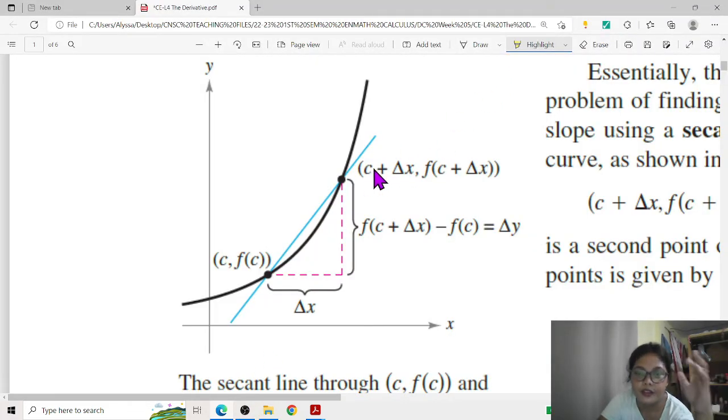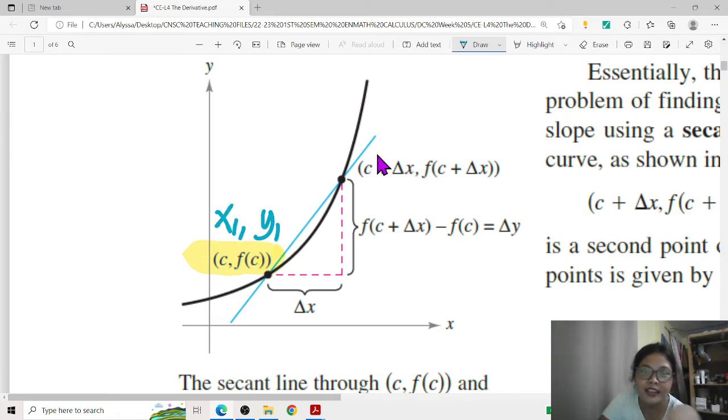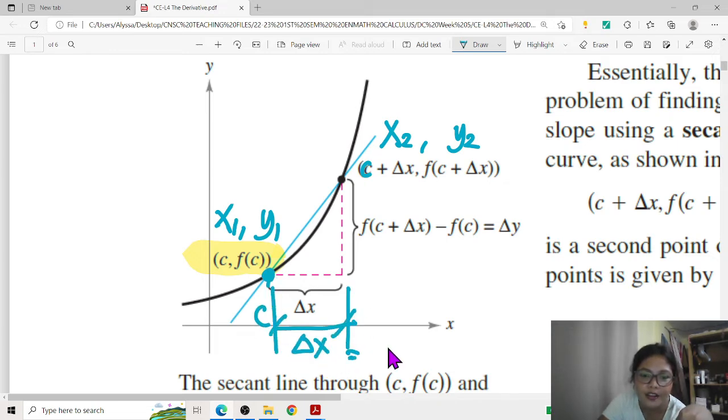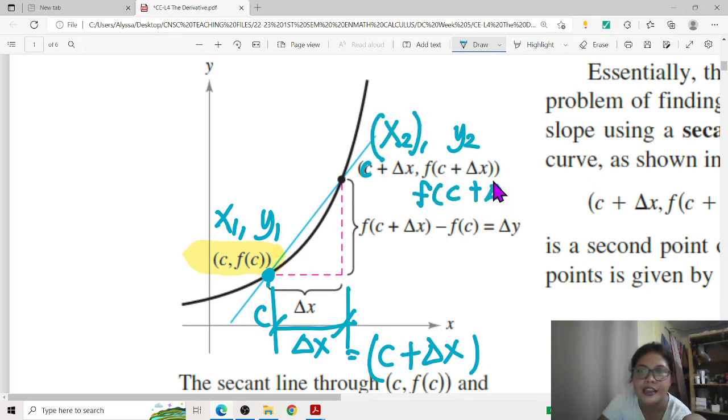So again, ulitin ko lang. Ito yung unang point mo, c, tapos yung function of c is your y. So we have x1 and y1. And then dito sa second point, so you have x2 and y2. Your x2 is now c plus delta x. Galing siya dito sa starting point, c plus delta x. So, magiging siyang c plus delta x. Tama? And then, yung y2 is now a function of your x. So, you can rewrite that as f of c plus delta x.